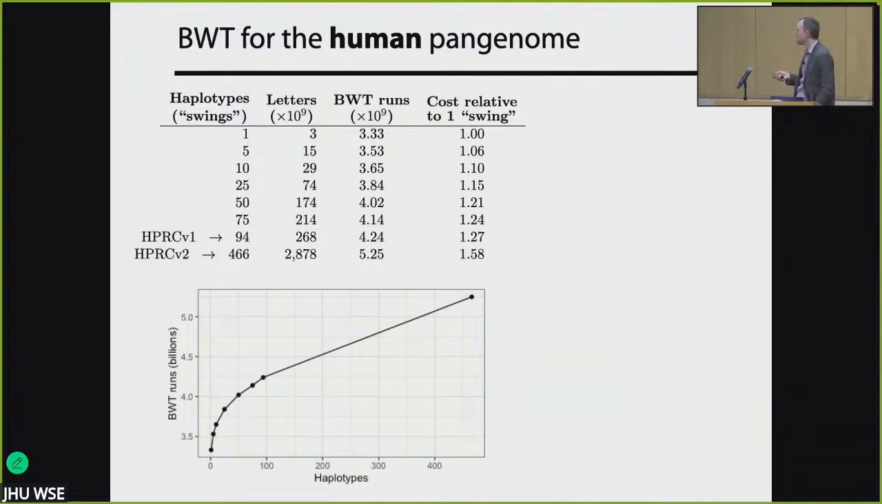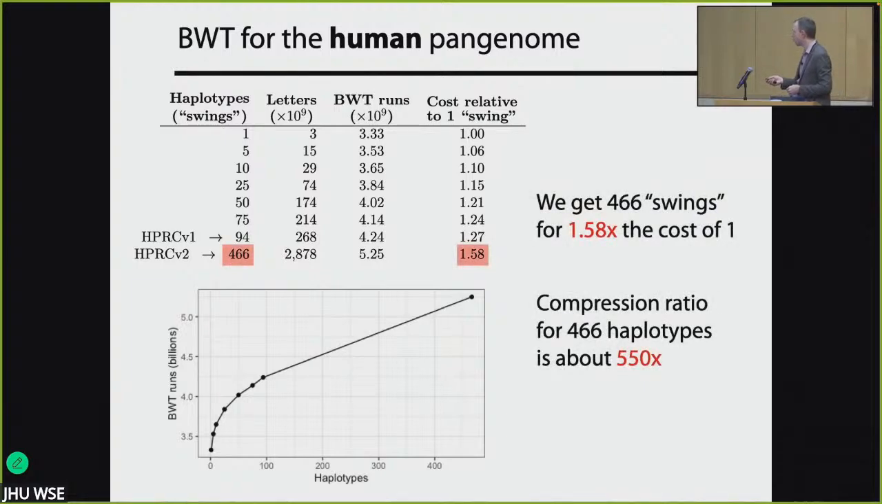And if we think of each of the haplotypes, as I said before, as giving us another swing at the pitch of being able to observe the genetic variants that you truly have in your genome, if each of these haplotypes is one more swing, then what you're seeing is that we're getting 466 swings, which is to say 466 human haplotypes, for a cost that's only about 1.58 times the cost of a single string, so only a single swing, only about 50% more expensive than what we would have needed in order to store 1 human genome. So as a compression ratio, we can store 466 haplotypes in about 550x compression, so we can compress it down by a massive amount. This is the key, right?